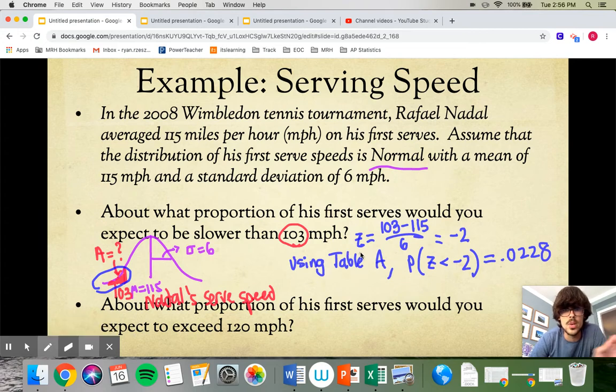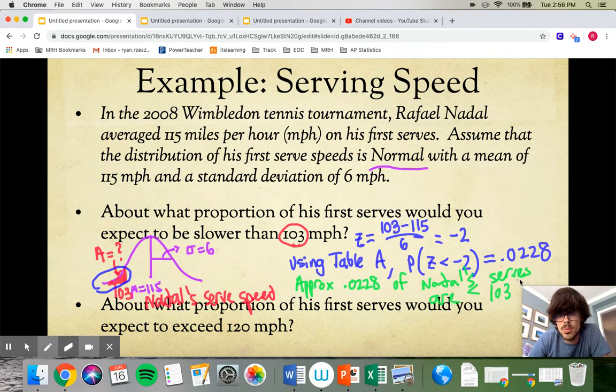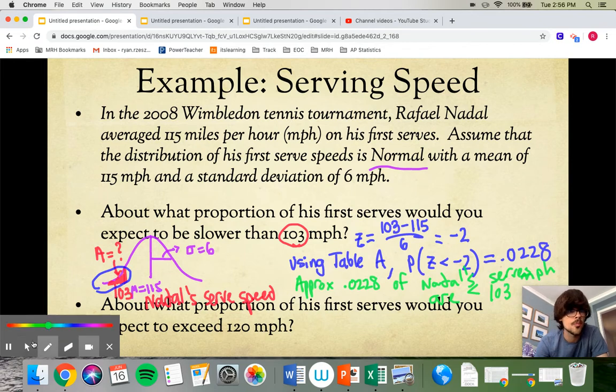The best way to do that is just to restate what the problem says. Approximately 2.28%, or you can just leave it as a decimal, of Nadal's serves are less than 103 mph. Draw a picture, nicely labeled. Show your work and say how you got your answer. I use the table to get the probability here. Answer the question in the context of the problem. That would be a full credit answer.